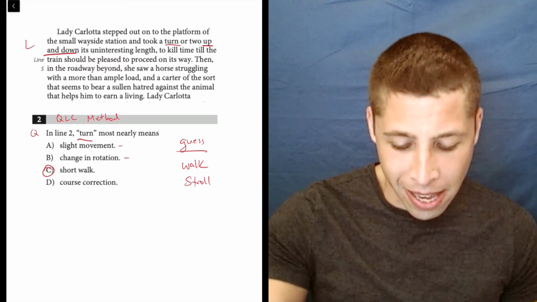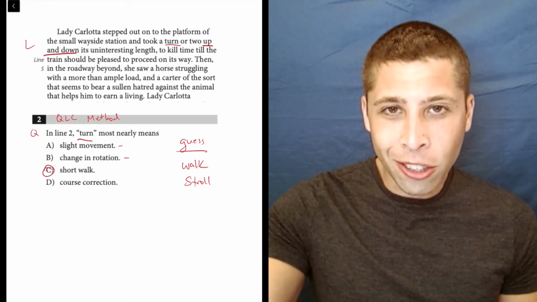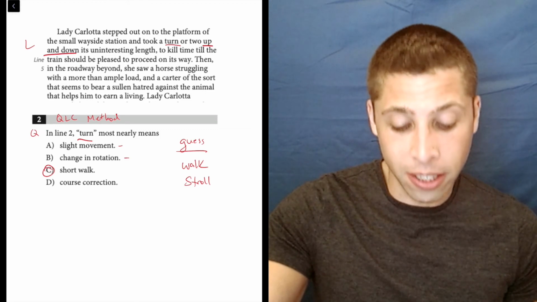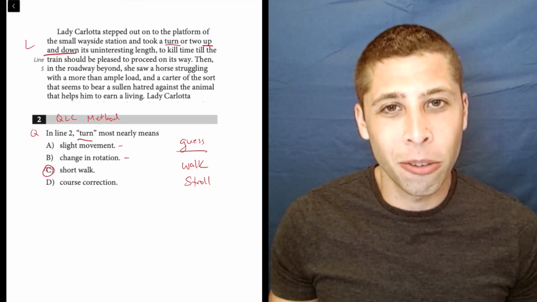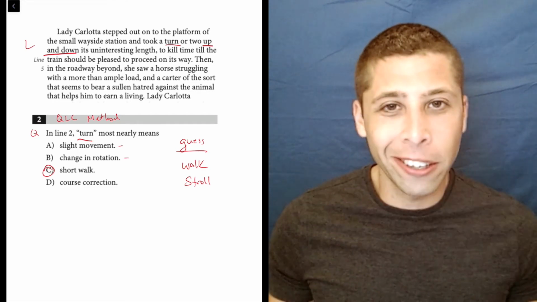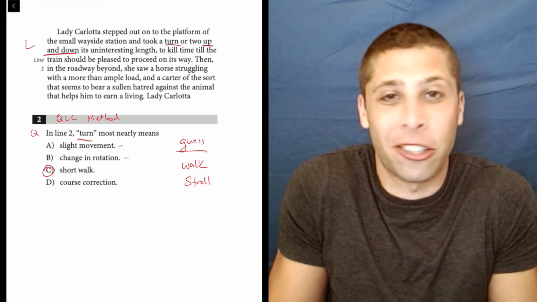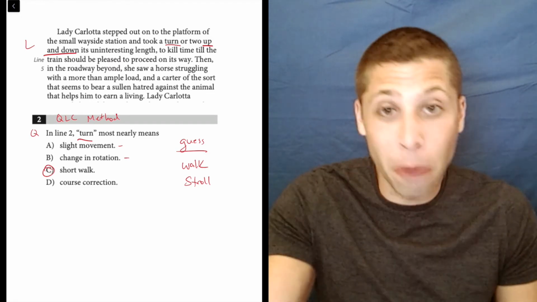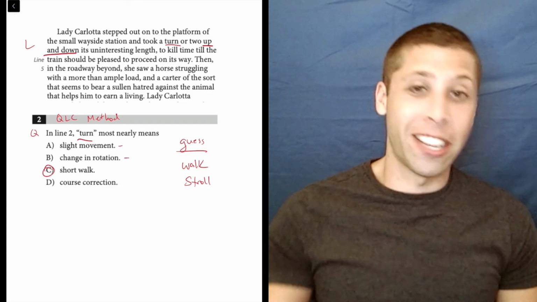Because it doesn't make sense to say that Lady Carlotta took a change in rotation or two up and down its uninteresting length. What does that even mean? She's taking a change in rotation? Have you ever heard that phrase before, that usage? I've never in English heard that before. So that is not a good sign, right? Because this is a definition. It's supposed to make sense. So hopefully you learned your lesson on this question.